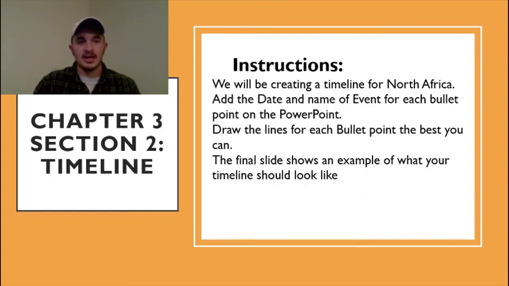So the first thing we have is our instructions for the timeline. So we will be creating a timeline for North Africa. That's Chapter 3. What you will do is add the date and the name of the event for each bullet point on the PowerPoint. Make sure that we only do the bullet points. We don't need to do all the extra stuff. So what we're then going to do once we have added the date and the name of the event is we will draw the lines for each bullet point the best you can.